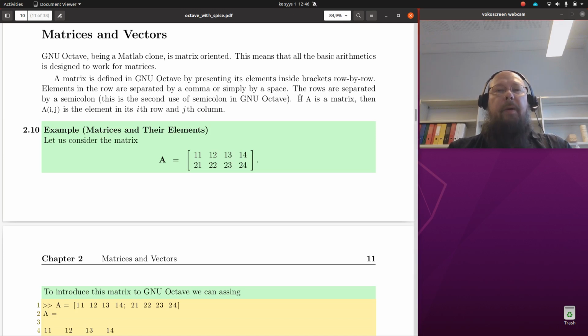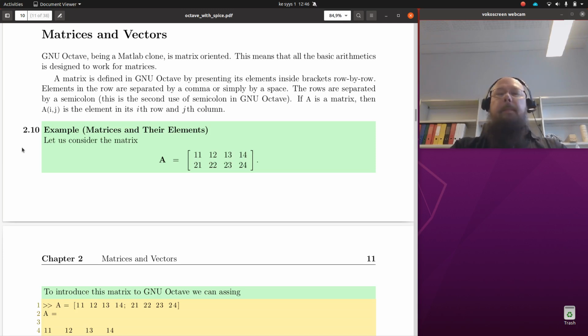And how do we refer to elements of the matrix? If A, now we use capital A for matrices. Again, remember that Octave is case sensitive, so for example small a and capital A are different variables. If capital A is a matrix, then we don't use subscripts, we use this parenthesis notation: A and then in parentheses i,j is its element in the ith row and jth column. Okay, what does this mean?